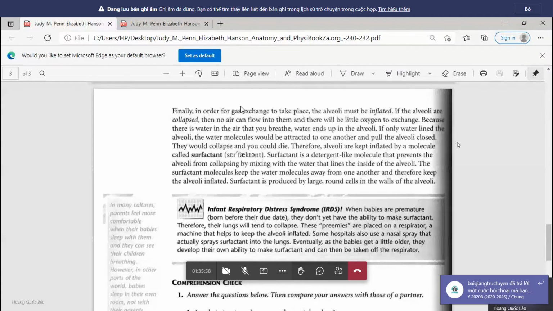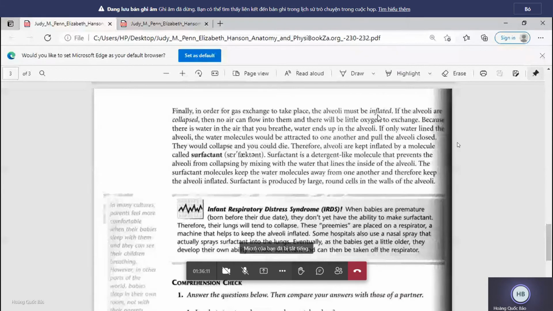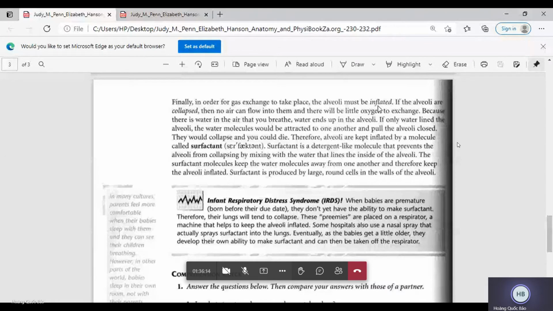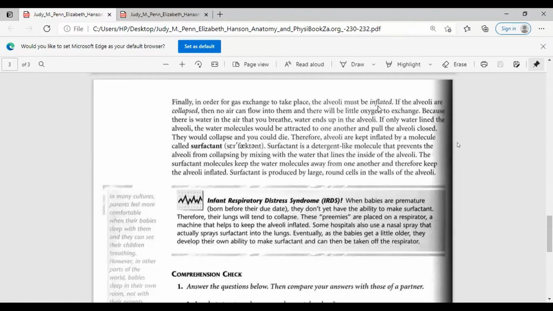Okay, the answer can be found in the first sentence of this paragraph. In order for gas exchange to take place, the alveoli must be inflated, right? So you answer the question like: alveoli need to be inflated in order for gas exchange to take place, because if the alveoli are collapsed, then no air can flow into them and there will be little oxygen to exchange, okay? Now next, what is surfactant?